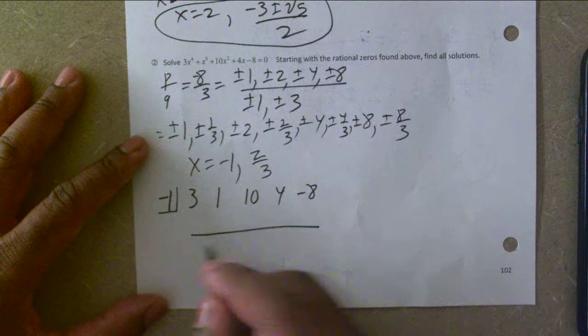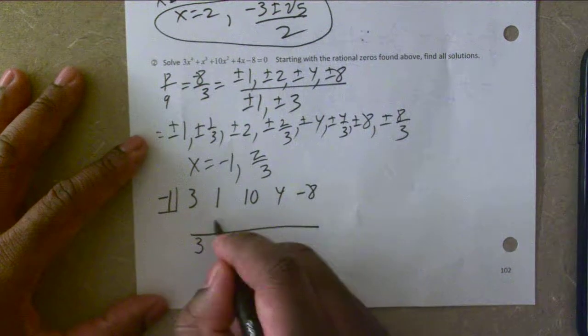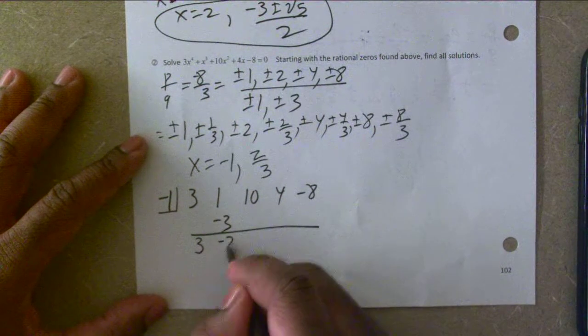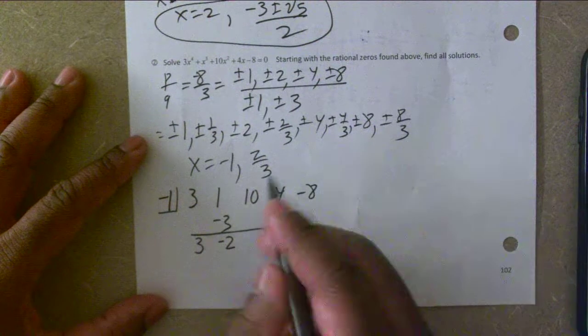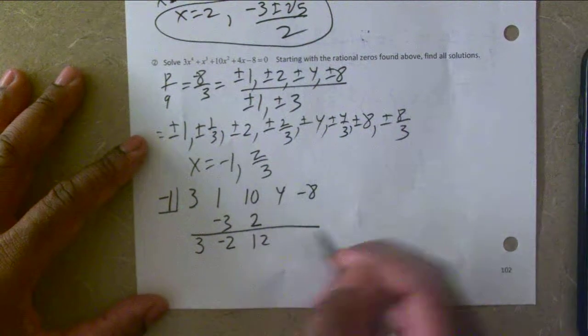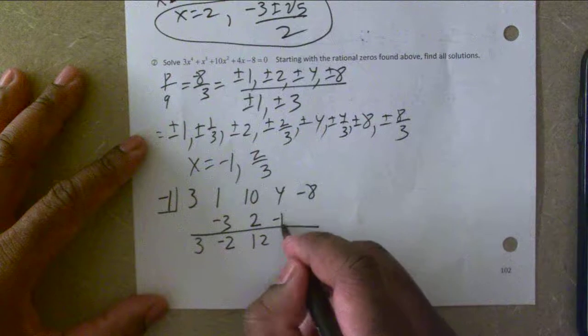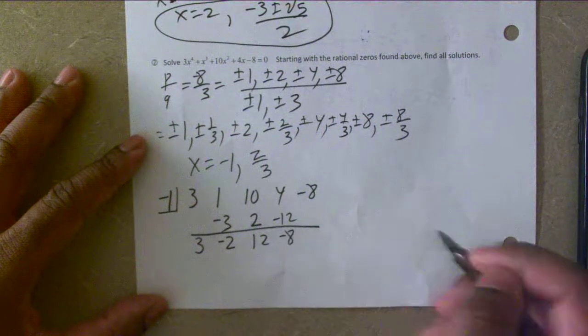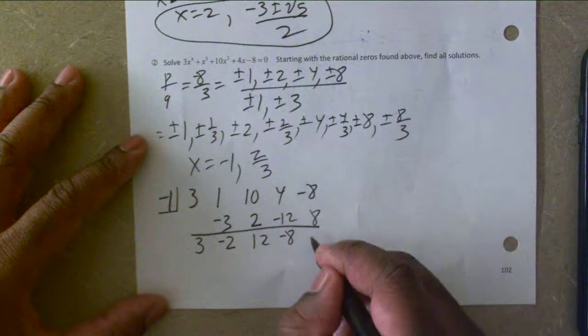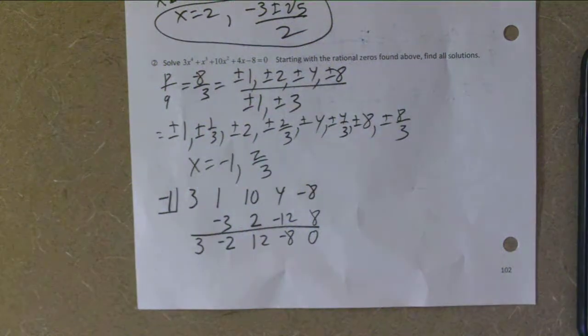We'll bring down our 3. Negative 1 times 3 is negative 3. 1 minus 3 is negative 2. Negative 1 times negative 2 is 2. This will be 12. Negative 1 times 12 is a negative 12. This will give us negative 8. Negative 1 times negative 8 is 8. And we have 0 remaining. Okay, so now we have 3, -2, 12, and -8.